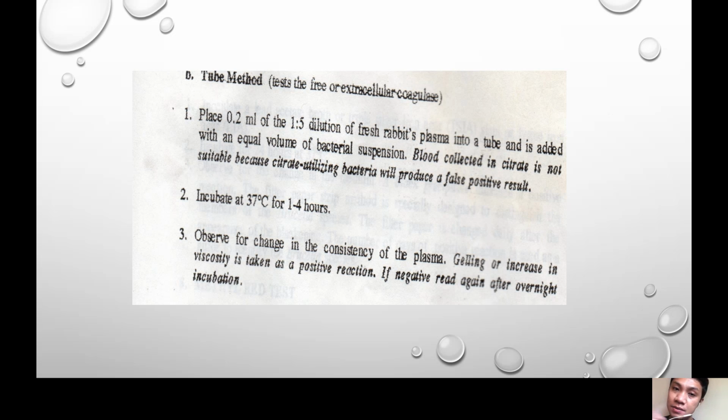Another form of coagulase is the extracellular or free form coagulase. That one can be demonstrated through the tube method.